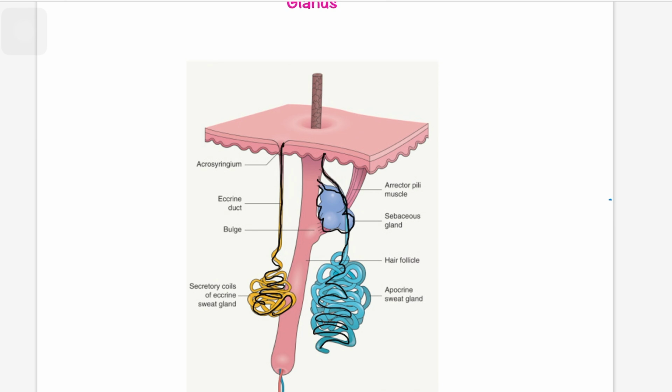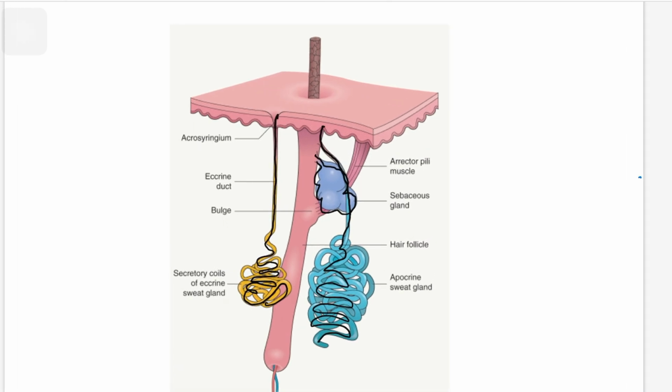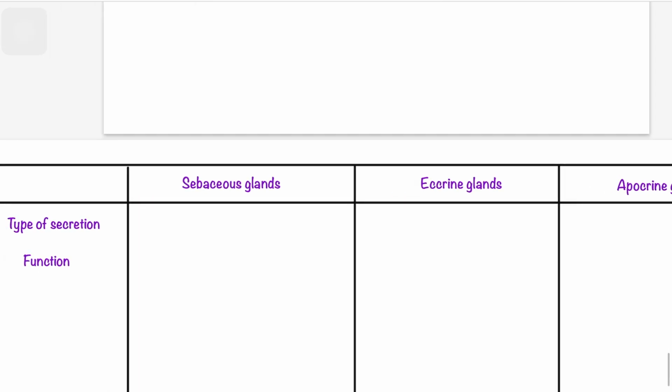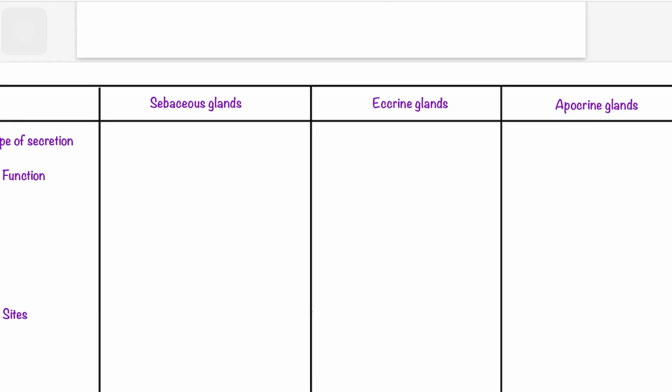And all these glands will have 2 parts. One is the secretory part or the gland, and there'll be a conducting part. So in eccrine glands, there is the secretory coil, and the duct will be the eccrine duct. And in apocrine also, there'll be the apocrine gland, and the conducting part is the apocrine duct. And there'll be the sebaceous gland and sebaceous duct. Okay, so these are the 3 glands in the skin, and we'll see about them in detail.